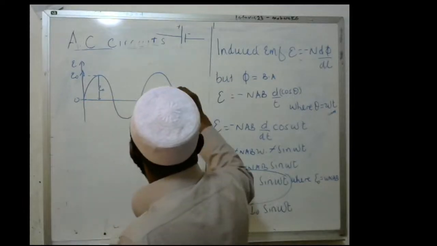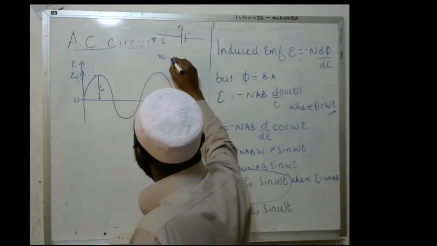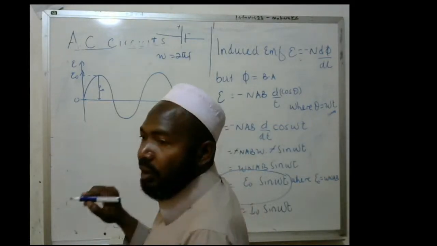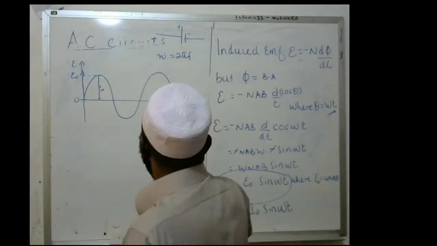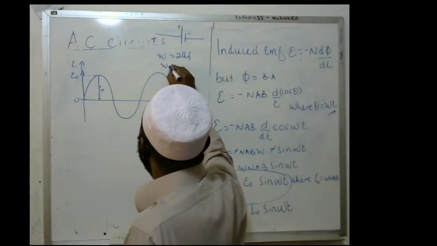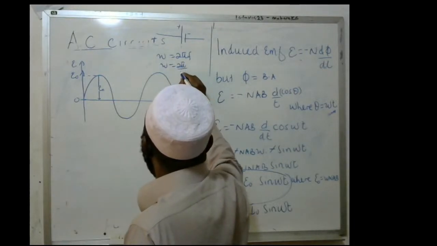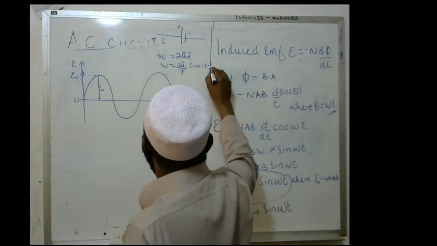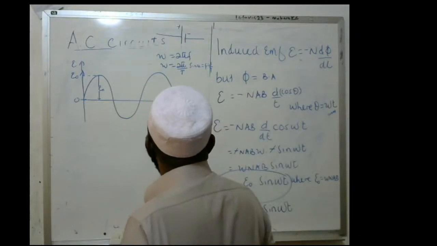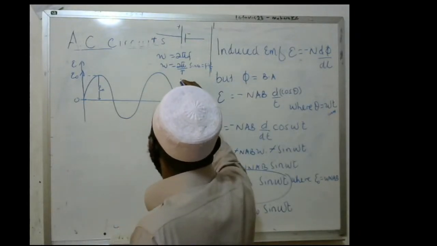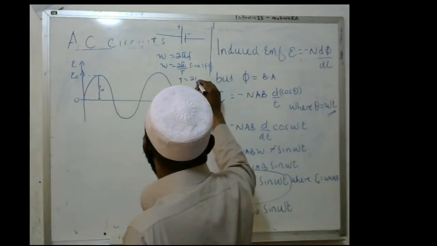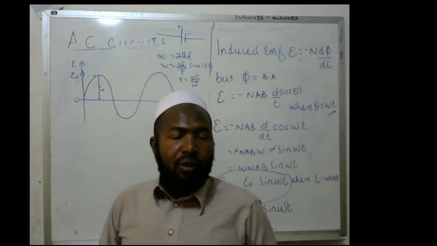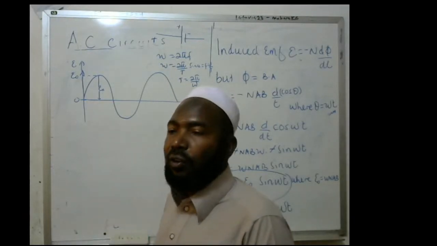We are aware that the angular velocity W is equal to 2πf, but frequency is inversely proportional to the time period. So that turns out to be W equal to 2π over T, since f is equal to 1 over the period. So that implies the time T is always going to be equal to 2π over W. And time T is the time taken for one complete cycle of a wave.